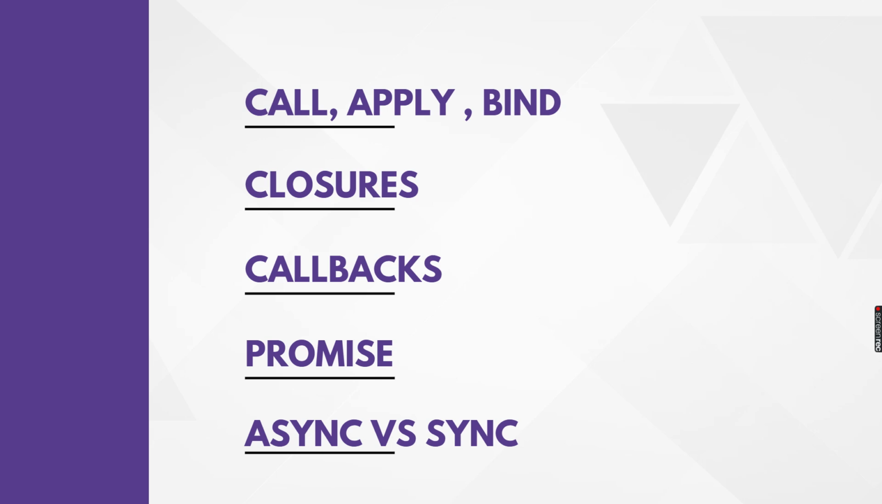Asynchronous and synchronous. Synchronous means only one thing is happening at a time, one after another, sequentially, whereas asynchronous is the opposite of synchronous, happening in parallel. So JavaScript async and await make promises easier to write. async makes a function return a promise. await makes a function wait for a promise.